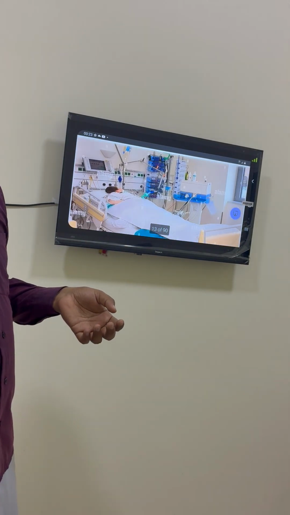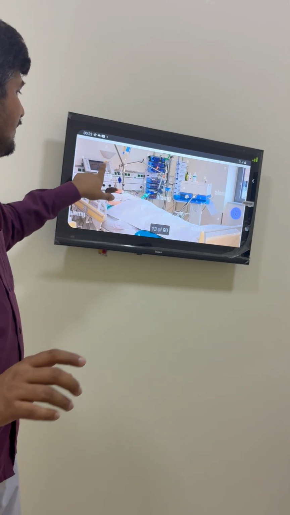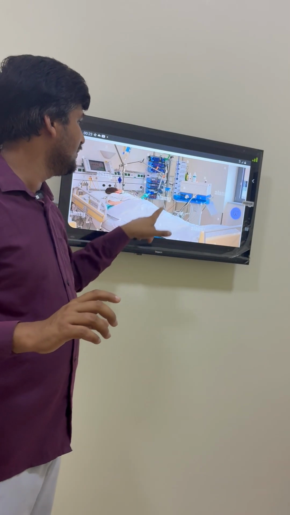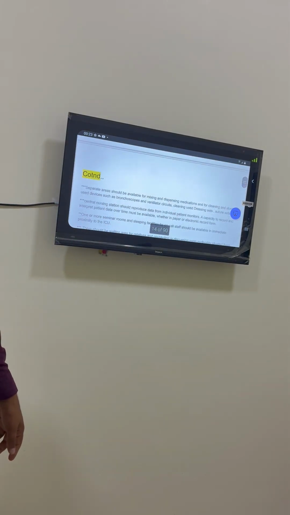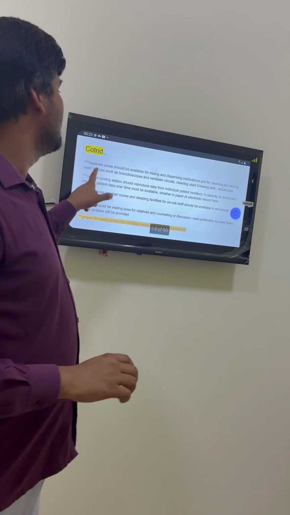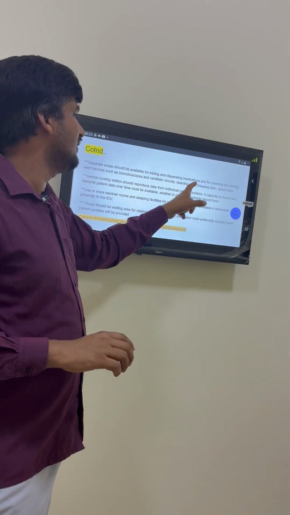That is the thing. Here you can see the ventilator, the monitor, syringe pump, infusion pump, even the bed, everything is there. Then the next thing is that separate areas should be available for mixing and dispensing medication.